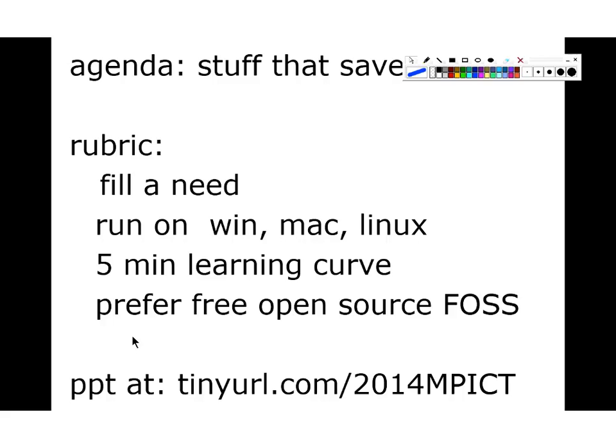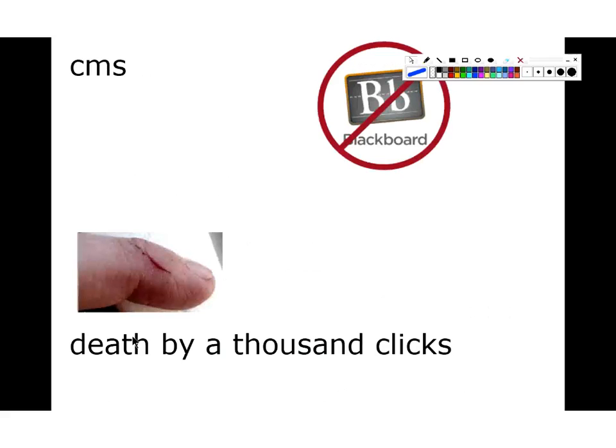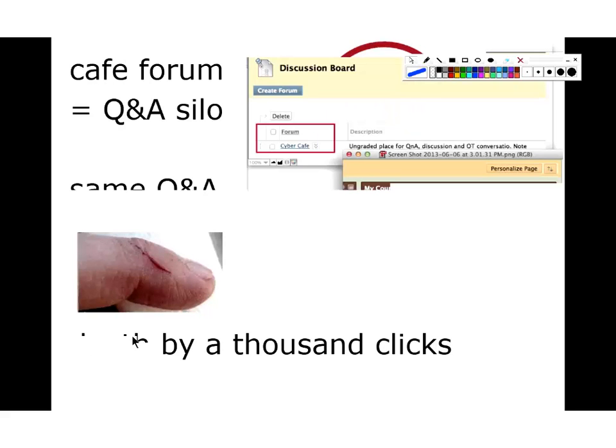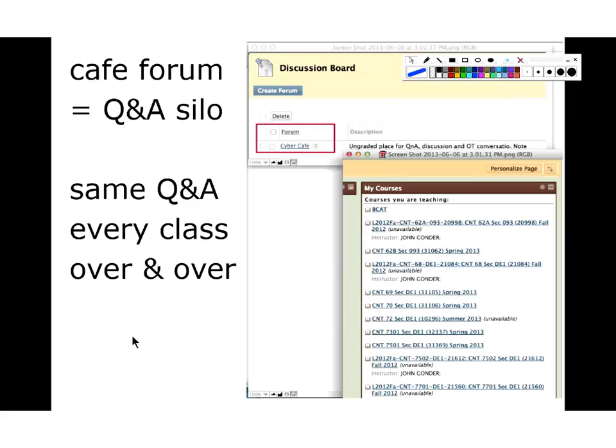If you got a CMS, you know that by and large it's death by 1,000 clicks. And so I try to do as much as possible to avoid using a content management system at all. One of the biggest problems is communicating between classes. Because even if you create a cafe forum, I've got 5 different classes. There's 5 different silos where the same question is asked over and over again in every silo.